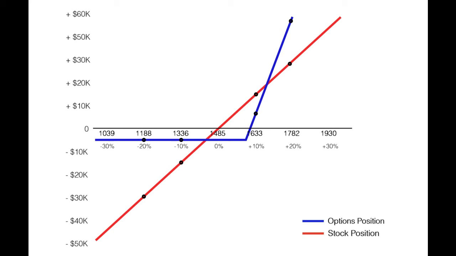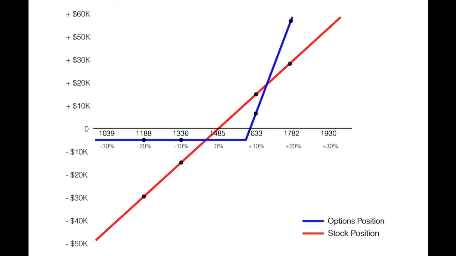Now, on the flip side, if the stock were to drop 20%, then the stock position would take a loss of $29,700, whereas the options position would only take a loss of $5,130 because that's all that we spent. You can only lose the money that you spent on the options. For comparison, that's only 3.5% of the $148,500 in the stock position.